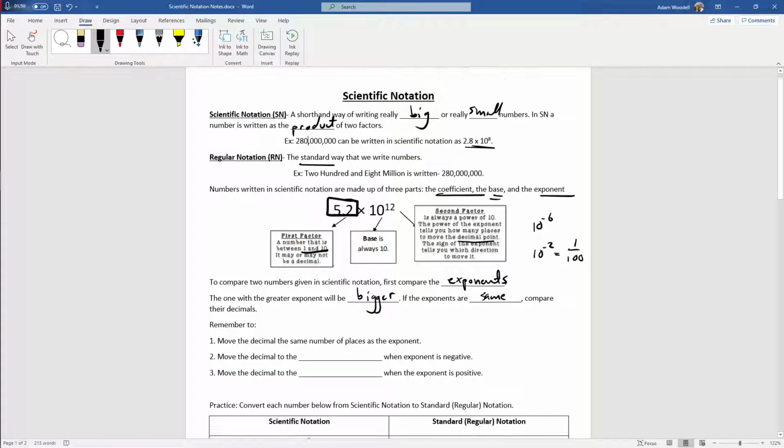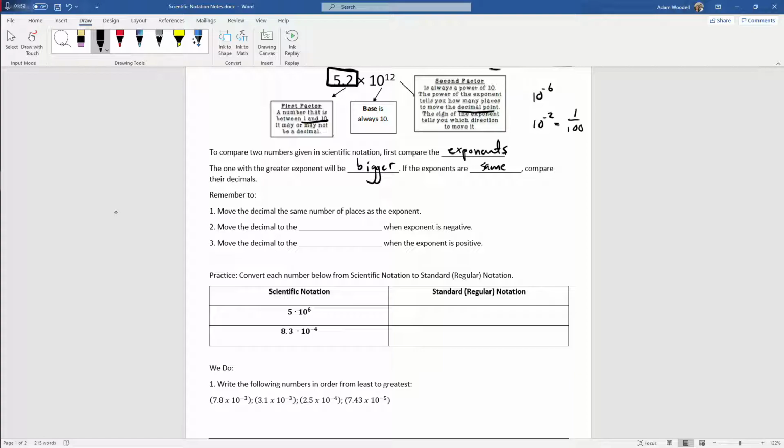So first, you're going to move the decimal the same number of places as the exponent. You're going to move the decimal to the left if your exponent is negative, and you're going to move the decimal to the right if your exponent is positive. So let's get into some examples.